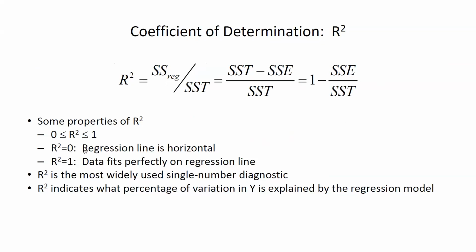Rsquared equals 0 means that the regression line is horizontal. It doesn't explain any variation. Rsquared equals 1 means that the data perfectly fit on a regression line. It is the most widely used single number diagnostic. And yeah, as we've mentioned, it explains what percentage of variation in Y is explained by the regression model.